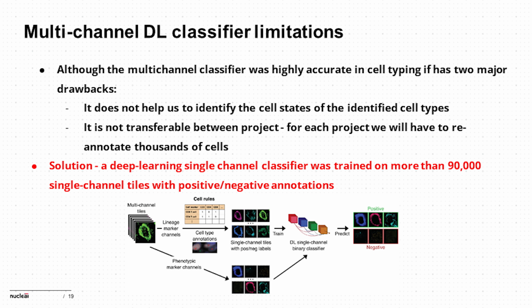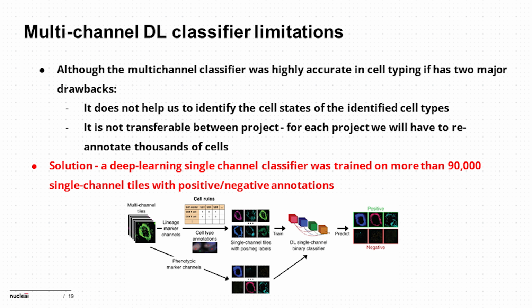In order to solve these two problems, we developed a deep learning single channel classifier, which was trained on more than 90,000 single channel tiles with positive or negative annotations. So what happens here is we take the multi-channel tile, we deconstruct it to single channel tiles, and then we ask our data team to annotate each single channel tile as either positive or negative.